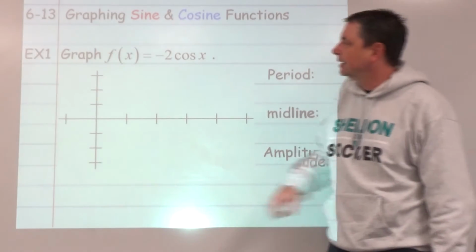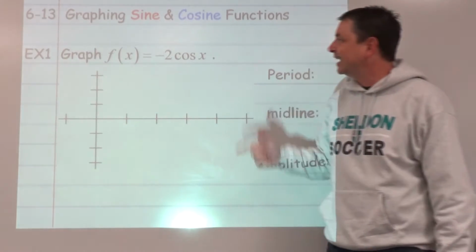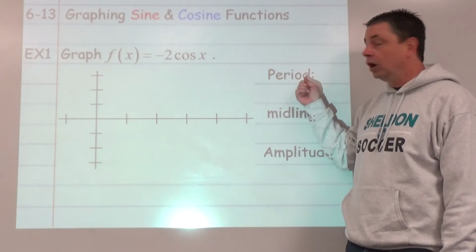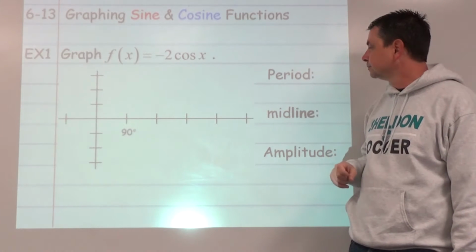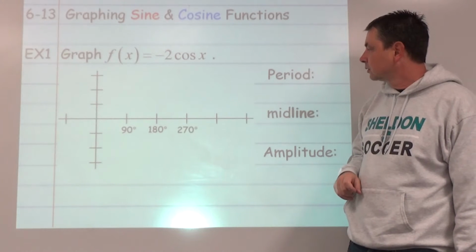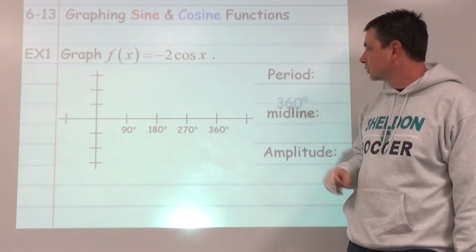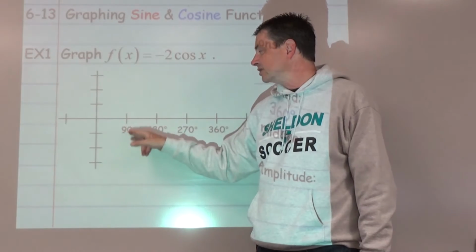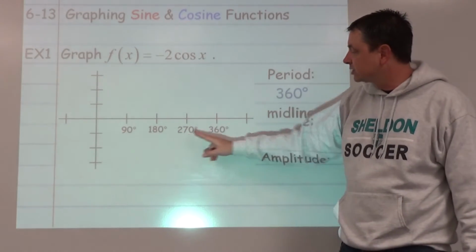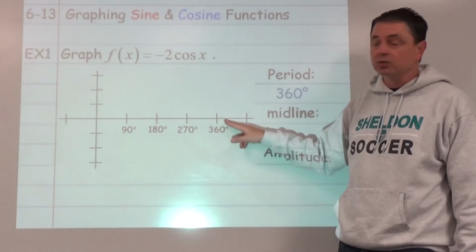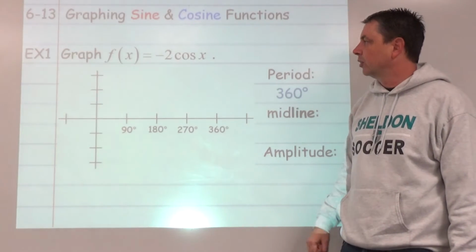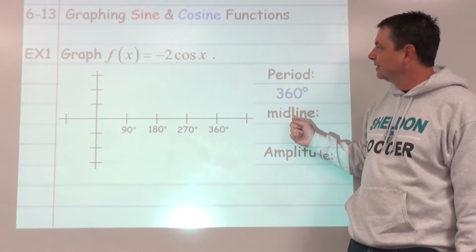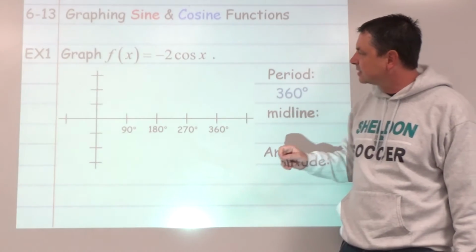Example number 1 is graphing f of x equals -2 times the cosine of x, where we know the period is going to be 360 degrees, and we also set up our scale to be quadrant angles 90 degrees, 180 degrees, 270 degrees, 360 degrees. That's as far as we need to go. We have a midline. We'll get to that in a moment.